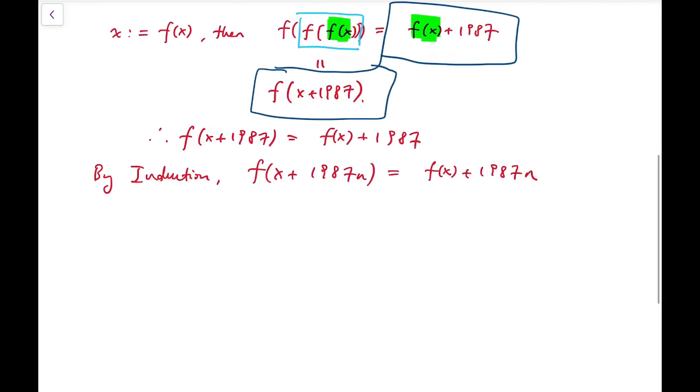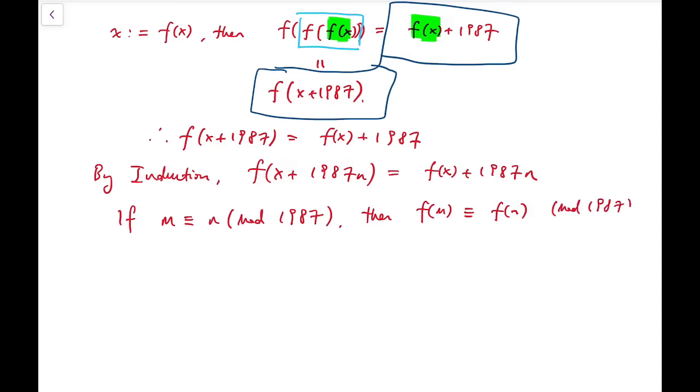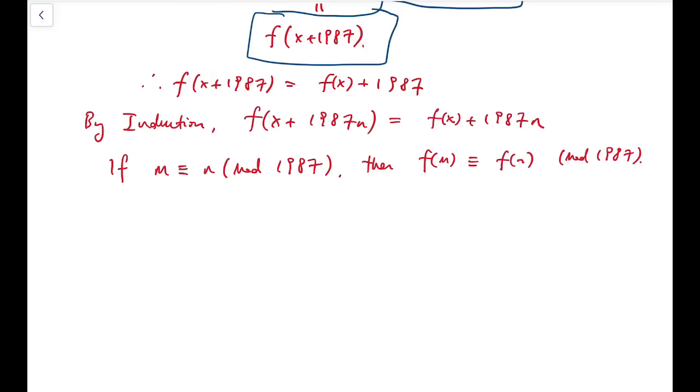So I can say this: if m is congruent to n mod 1987, then f of m will still be congruent to f of n mod 1987. Another magic trick is that I can define a function, call it g, that maps from the set 0, 1, 2, all the way up to 1986 to itself.